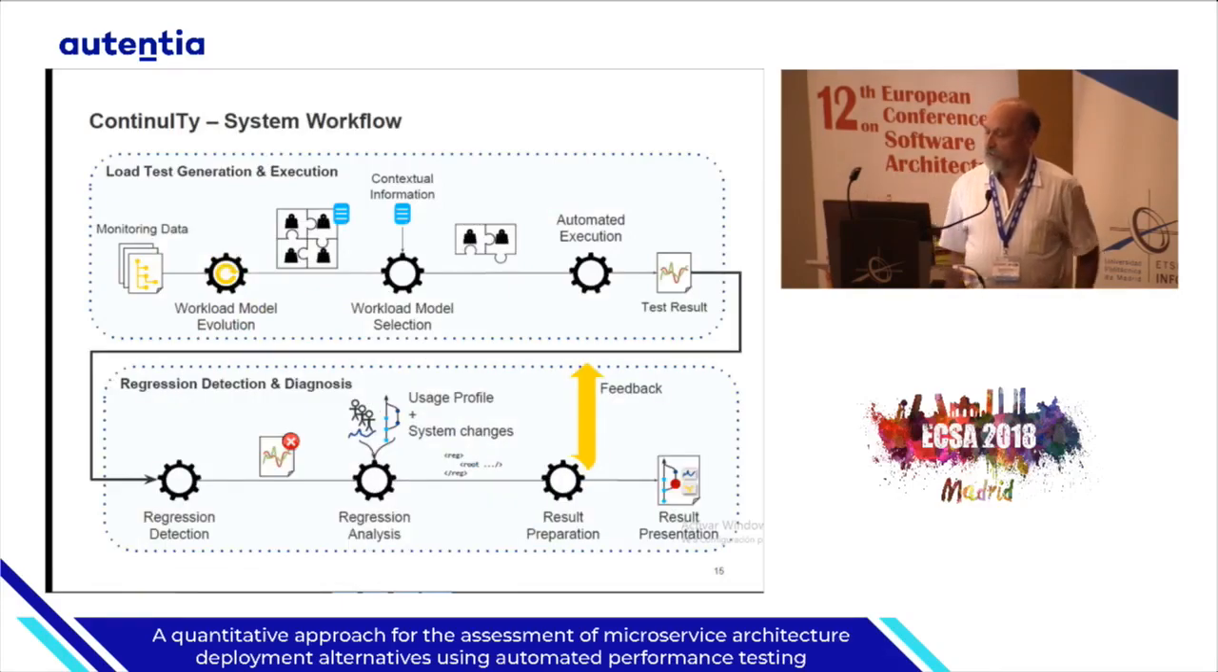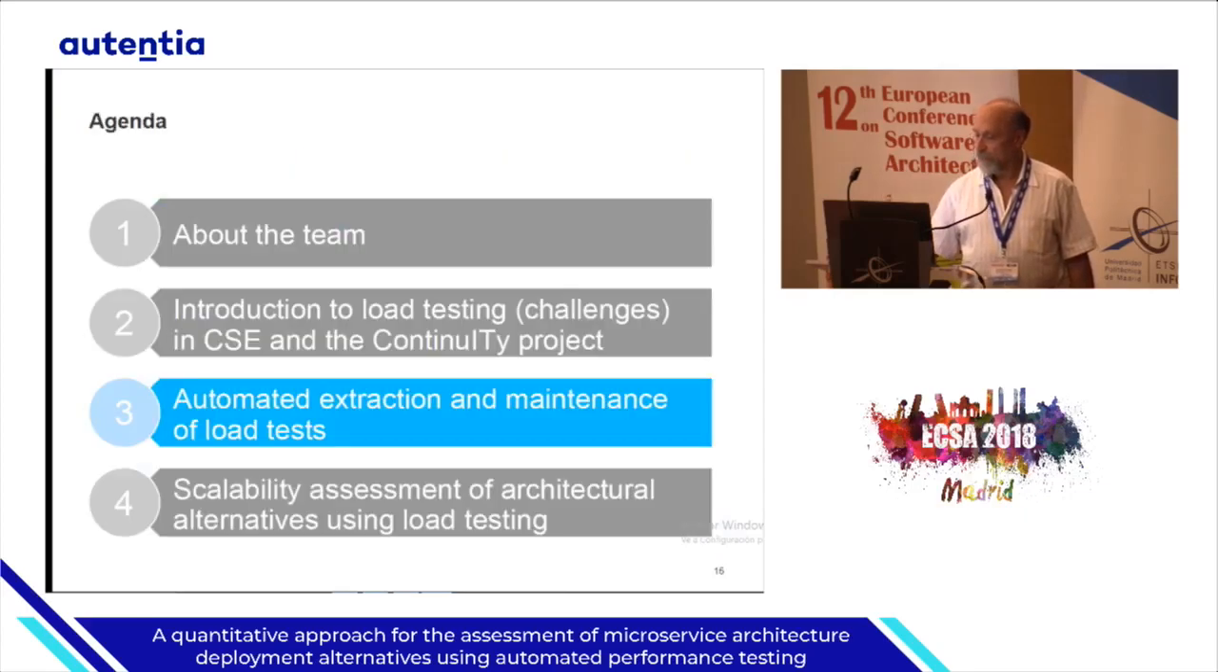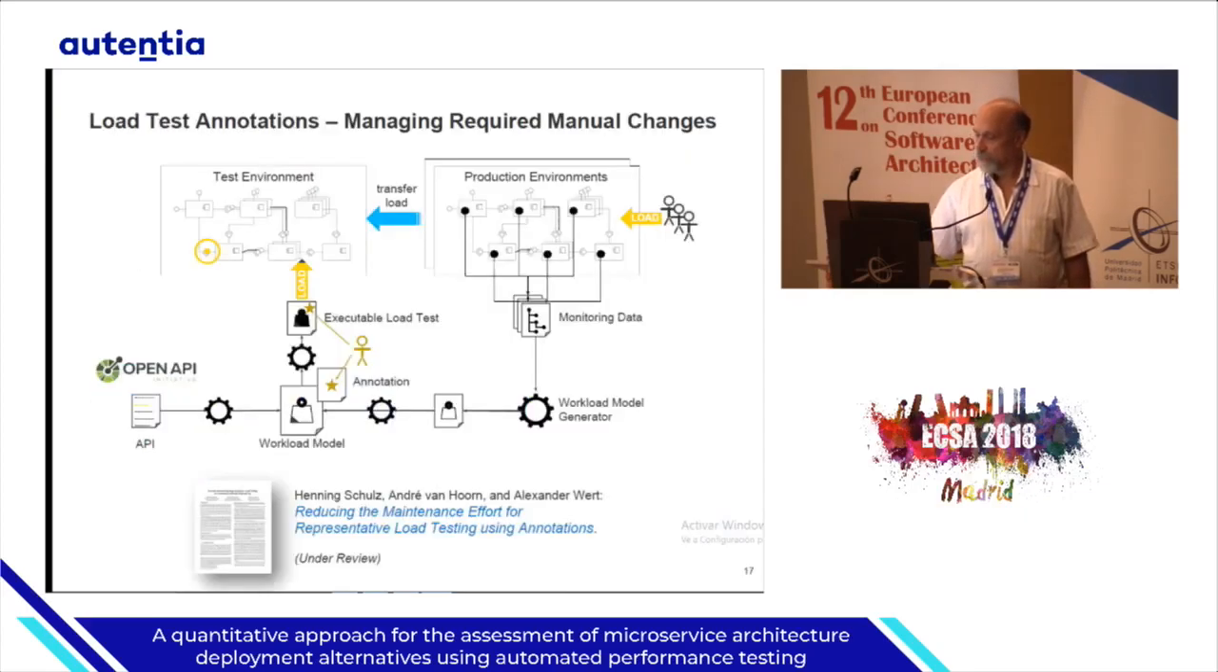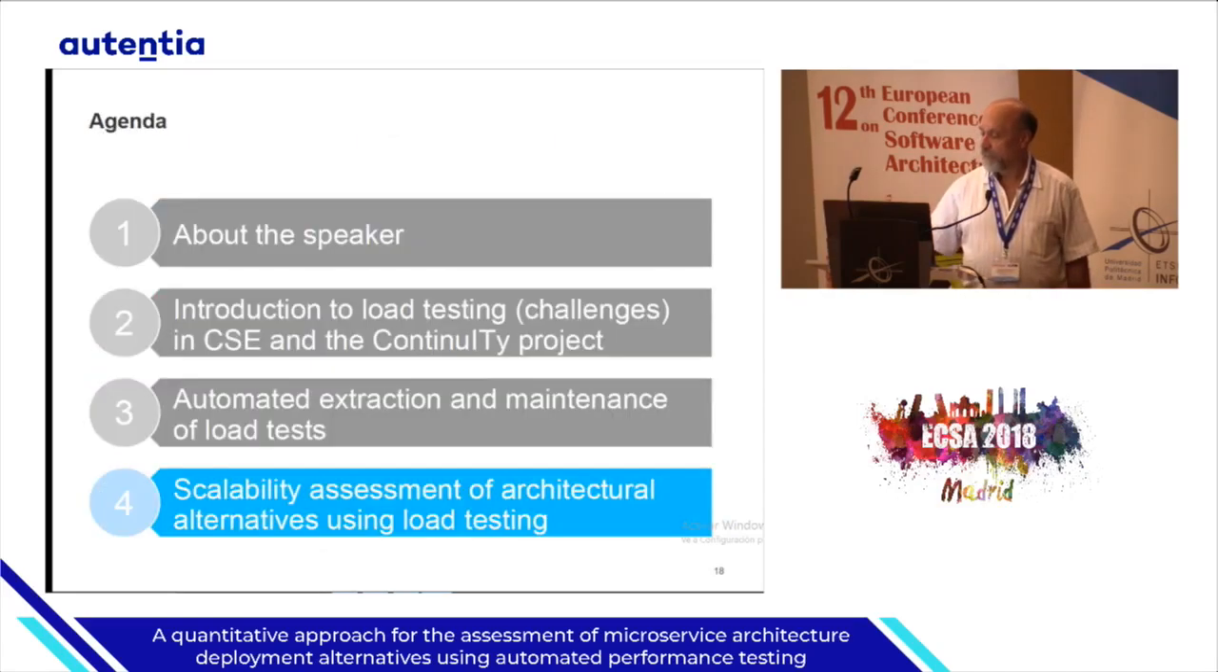And the main vision is we integrate everything into a pipeline and have lots of tools that do your workload model evolution, your selection of workloads, your automated execution, regression detection, regression analysis. So several tools are developed by Novatech and by University of Stuttgart to do this. And also you have issues in managing required minor changes.